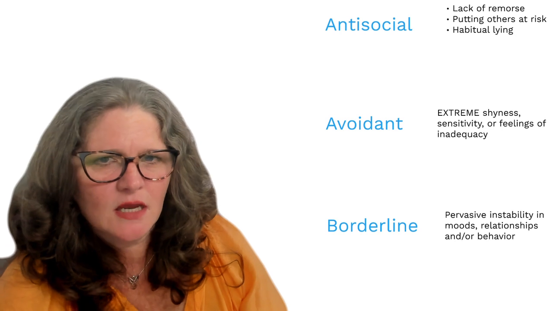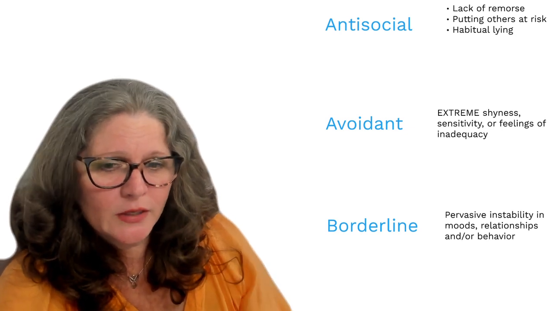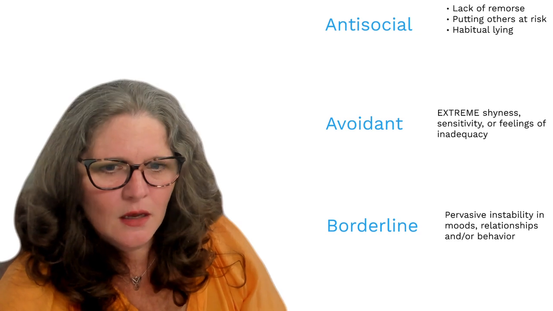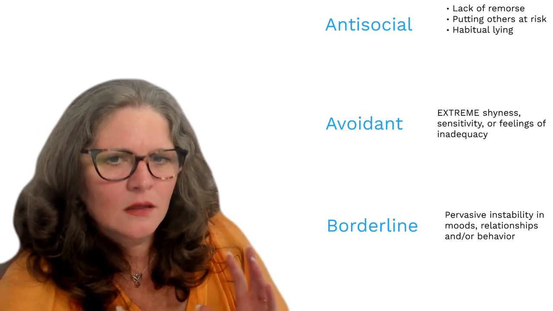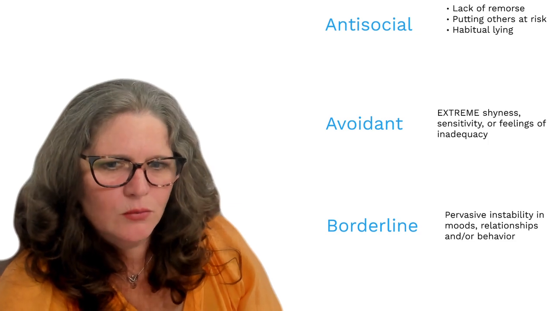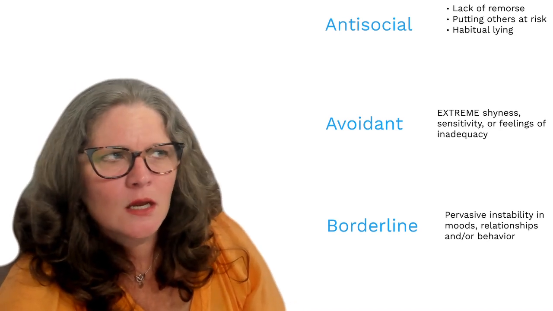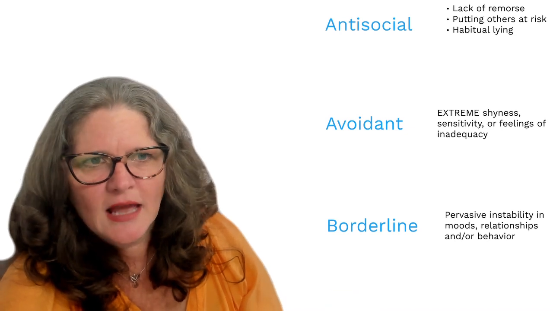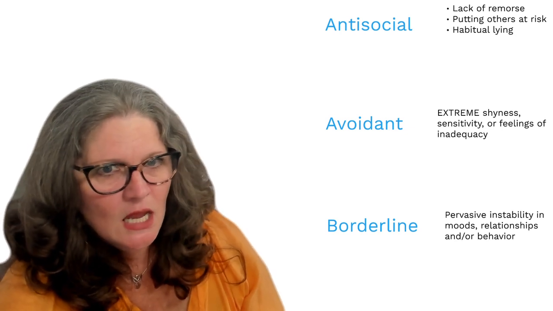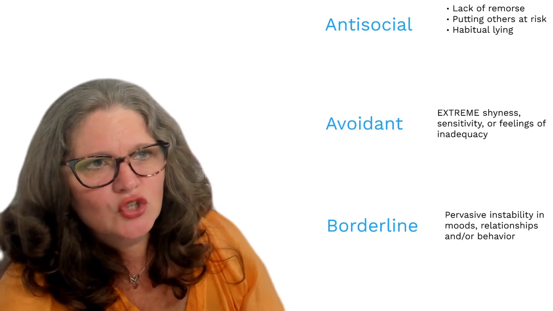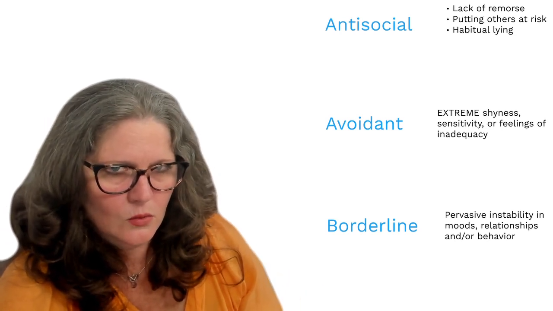There are three major types of personality disorders: antisocial personality disorders, avoidant personality disorders, and borderline personality disorders. There are a whole lot of layers in all of these, but the three main classifications are antisocial, avoidant, and borderline. So antisocial: this personality disorder is typically characterized by a lack of remorse. They have no problems putting others at risk, and antisocials don't see a problem with lying. That's not quite how their brain works.